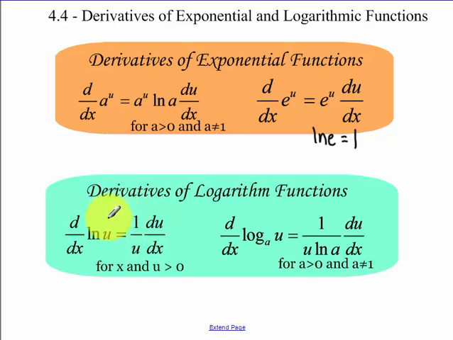Derivatives of log functions. That's 1 over u du dx for the ln of u. And then if you have a base there, it's 1 over u ln of a, and then the derivative of whatever, I call that the inside of the logarithm. Remember that ln of e is equal to 1, so that's why back here we have no ln of e.